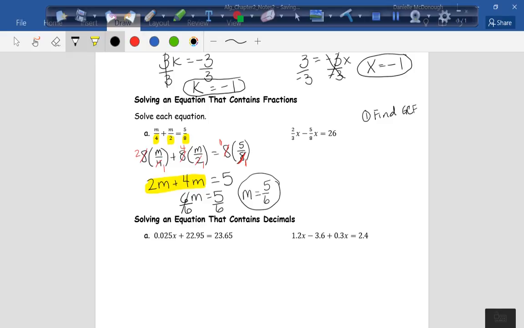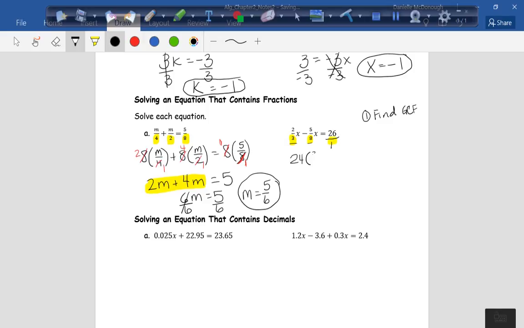So if you look over here, you got to look at your denominators. If there's no denominator here, what do we need to assume that that is? Well, 26 is the same thing as 26 over 1. So we need to look, and we have a 3 and we have an 8. So for 3 and 8, the greatest common factor is 24. So I'm going to go through and multiply each of these by 24.